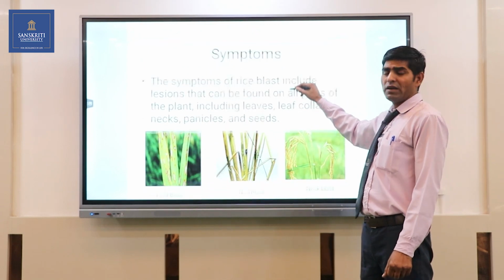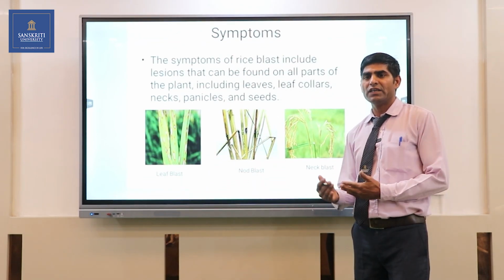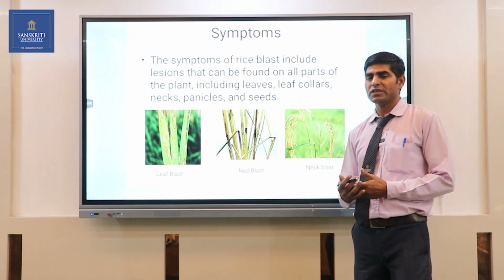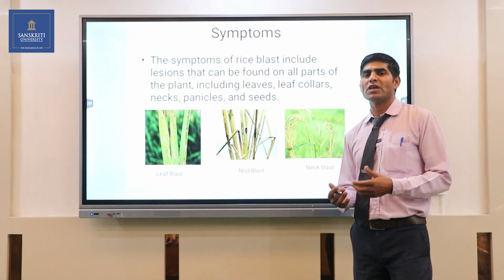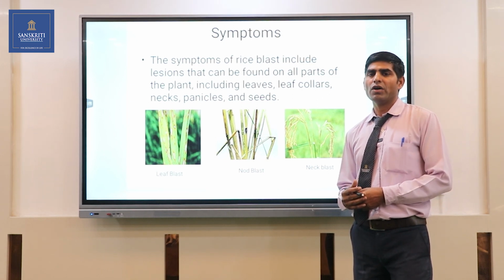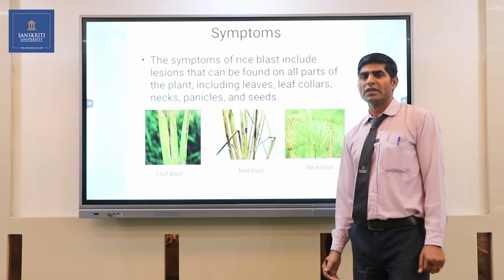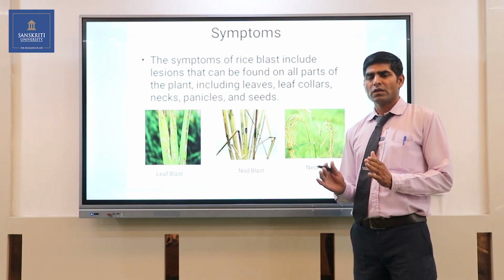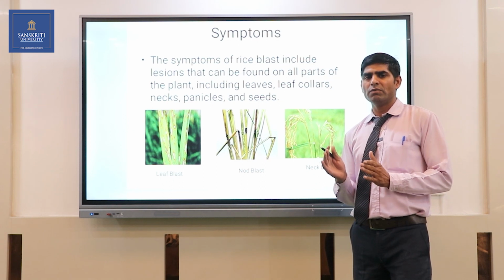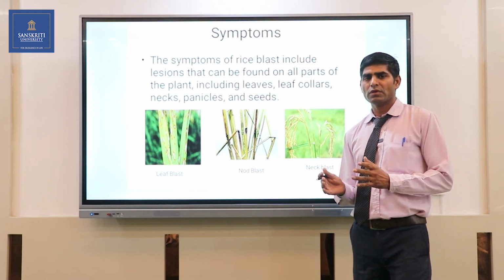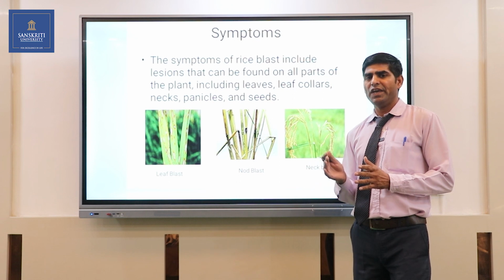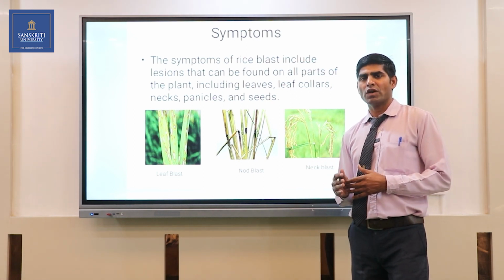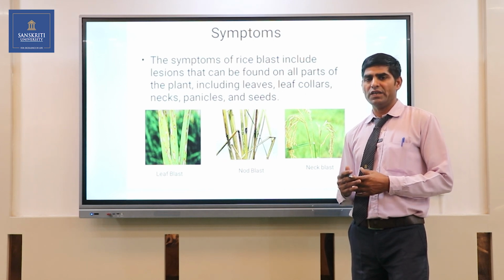Now, how will we identify and recognize the symptoms of blast disease? When we sow the seed in a nursery, the symptoms are visible in the nursery as well as in the transplanted rice field. There are some peculiar symptoms: blast is visible on leaves, nodes and neck. But among these three, neck blast is one of the most dangerous diseases of rice.